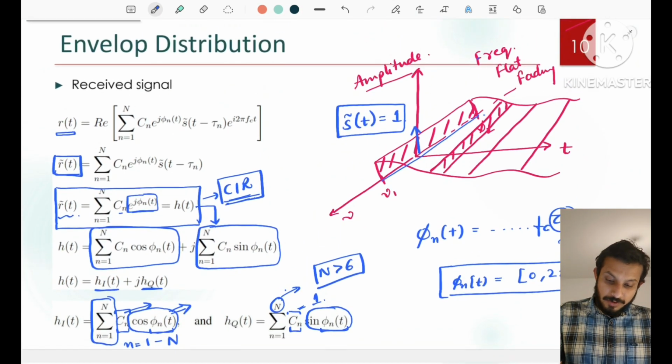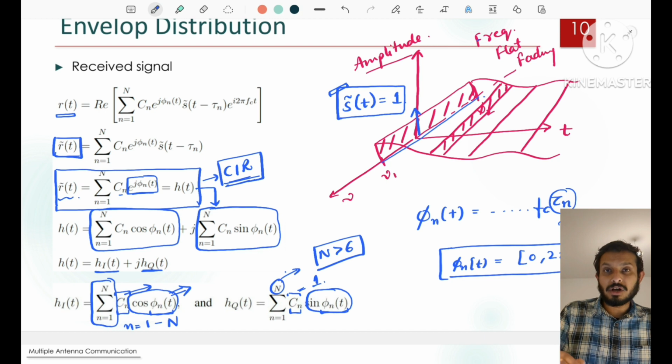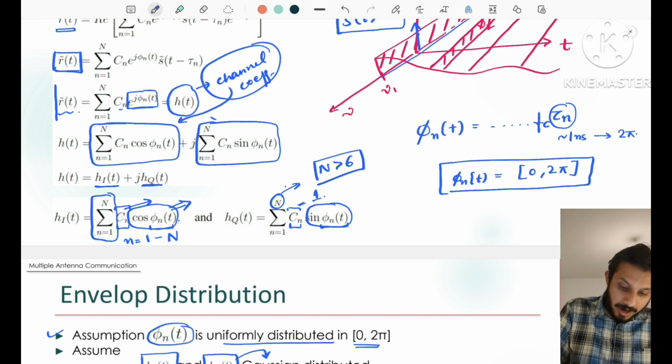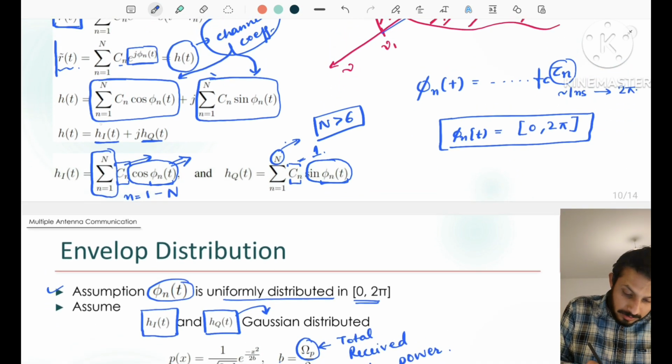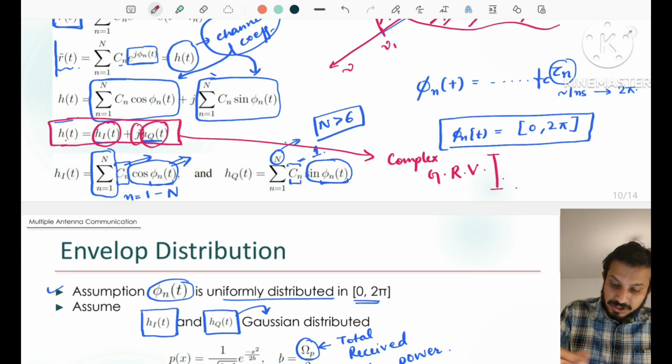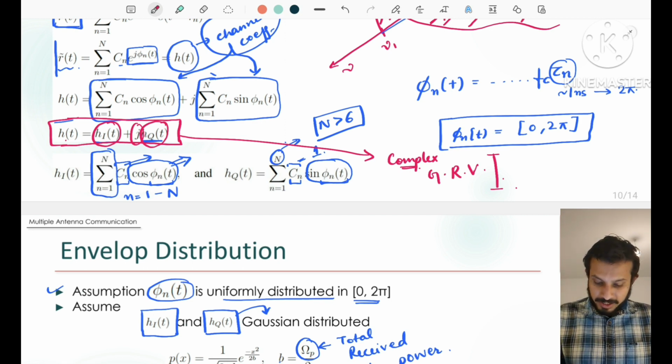So till now what we understood is, if we consider the single tone signal, that is S tilde of t is equal to 1, this h of t, which is the channel coefficient of flat fading, can be represented in the real part and in the imaginary part, where the real part is Gaussian distributed and the imaginary part is also Gaussian distributed. So h of t is basically a complex Gaussian random variable. Because of this, we have real and imaginary parts, so we have this complex Gaussian randomly distributed.